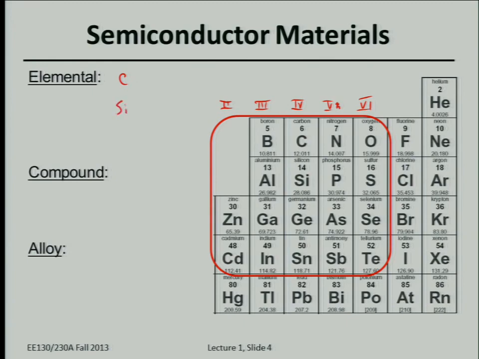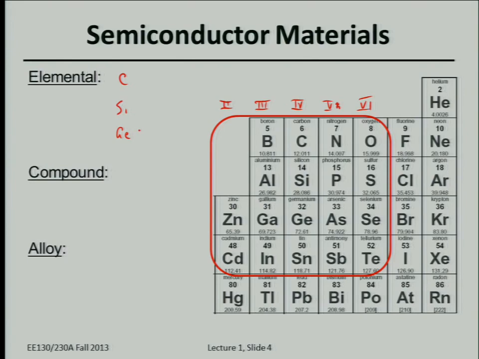The most common semiconductor material is silicon. It is the most common element other than oxygen in our Earth's crust, more cost effective. And then there's also germanium. Like I said, the very first integrated circuit was demonstrated with germanium as a semiconductor material.